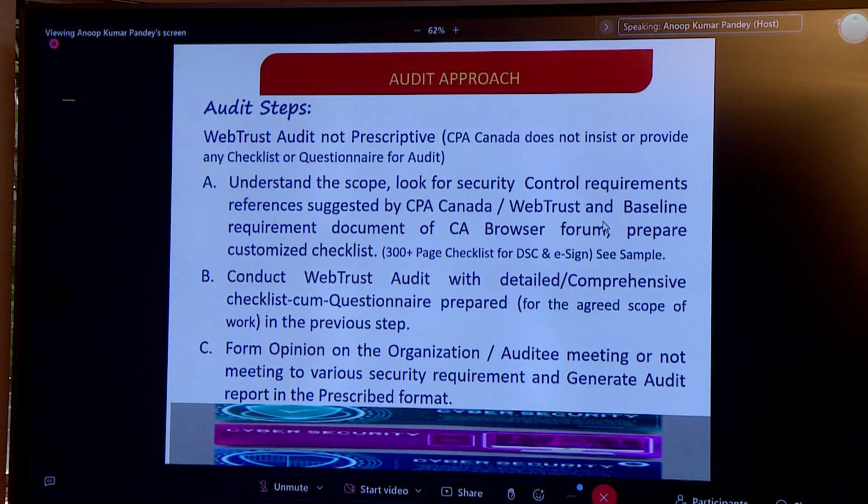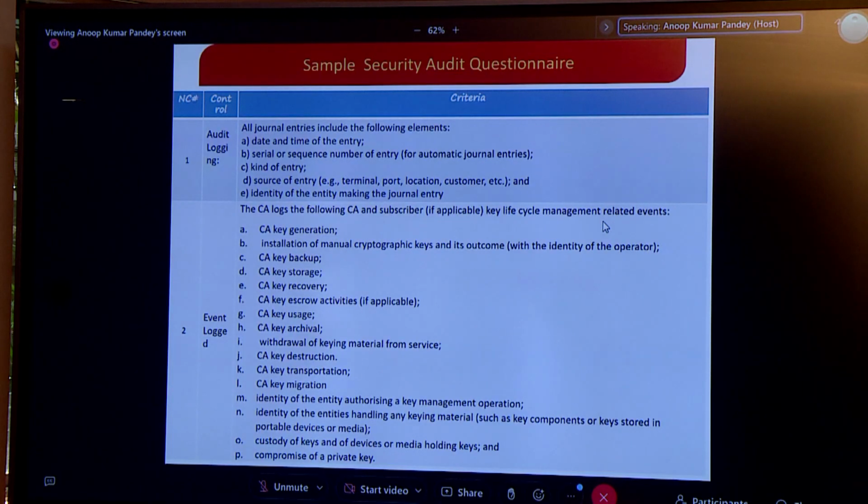So against those checklists we have to audit, go to the minute details, macro details, then verify all those compliance requirements. Of course, we also have to meet the guidelines of the CA/Browser Forum, but also the WebTrust guidelines. WebTrust framework guidelines plus CA/Browser Forum guidelines we have to take into consideration before we prepare a checklist for auditing purposes. This is a sample security audit questionnaire. You can see that this was shown earlier by another speaker also. It is very detailed information that we have to capture.